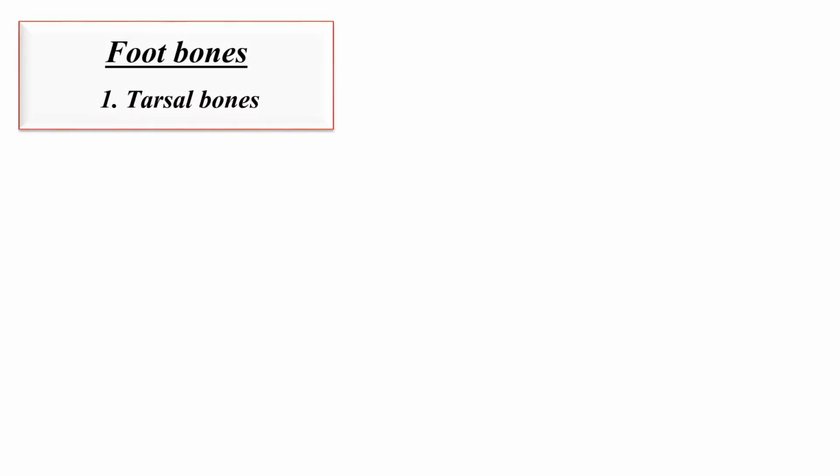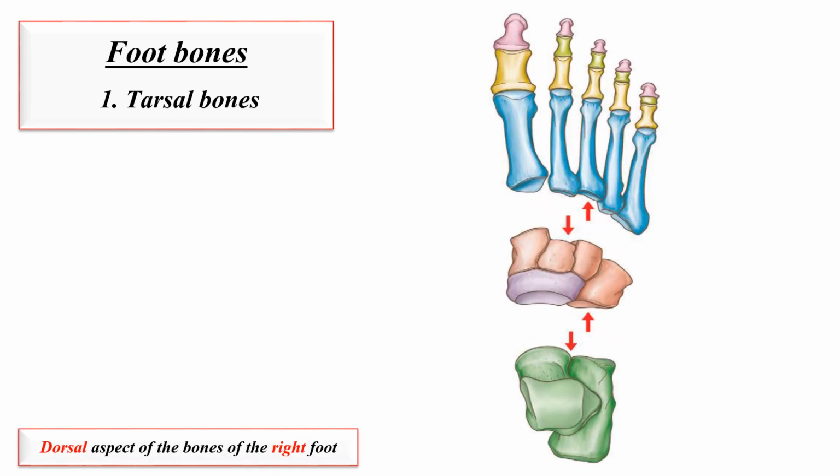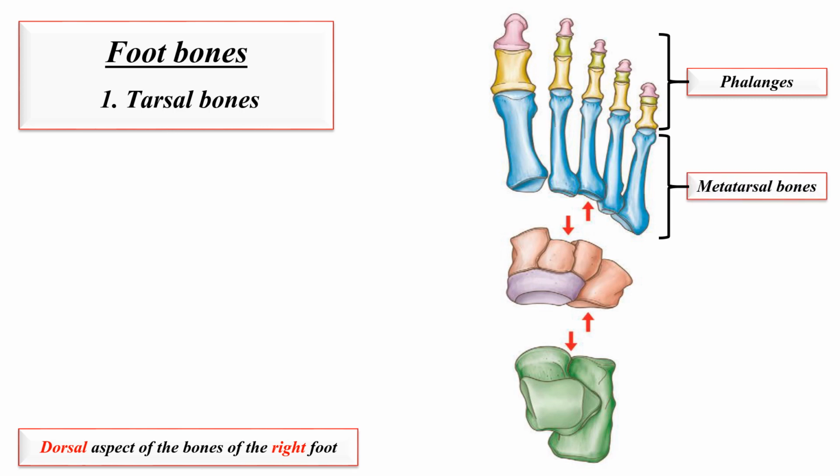Now we will talk about the arrangement of the tarsal bones in the foot. This is the superior view of the foot. Distally, those are the phalanges. In the middle of the foot, those are the metatarsal bones. And more proximally, those are the tarsal bones. The tarsal bones are arranged into two rows.